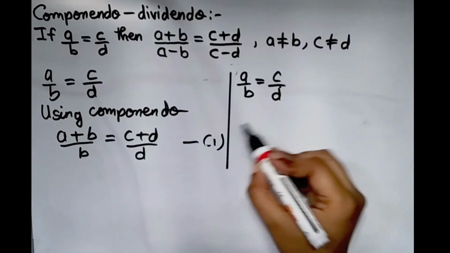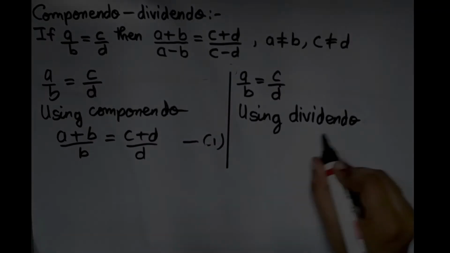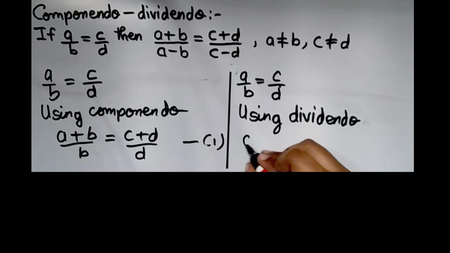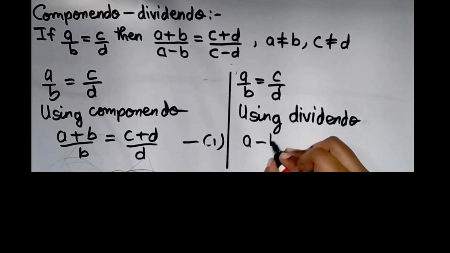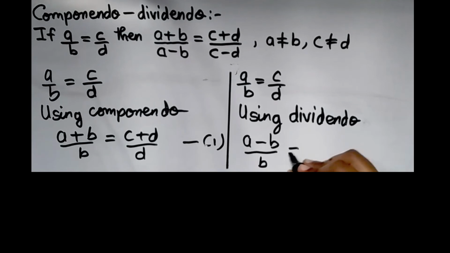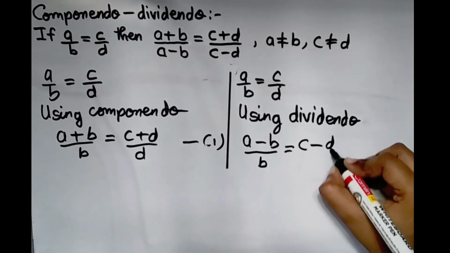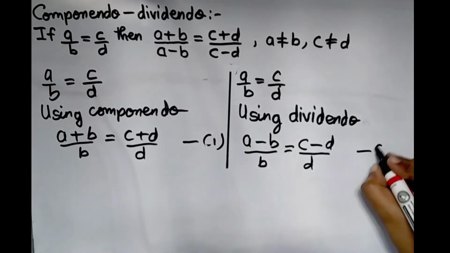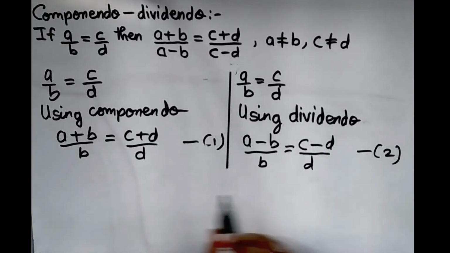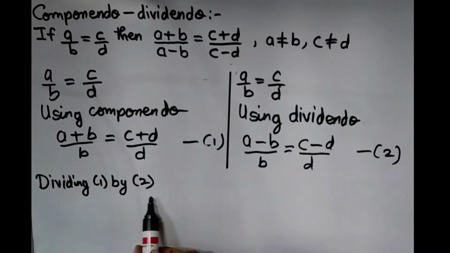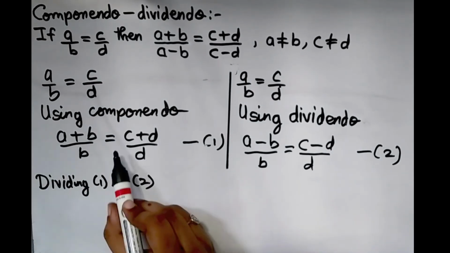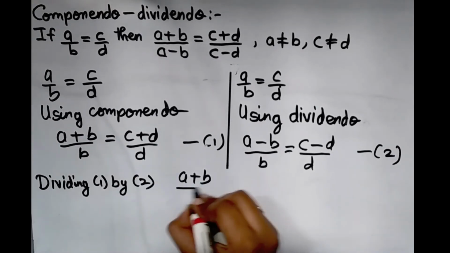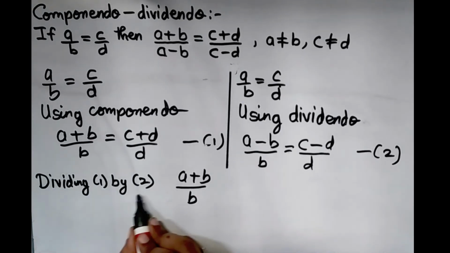We will write the given, and here we will use dividendo. Using dividendo, we will have A minus B upon B is equal to C minus D upon D. Now this equation we will name equation 2. Okay, this is equation 2, this is equation 1. Dividing 1 by 2, this equation 1 we will divide by this equation.